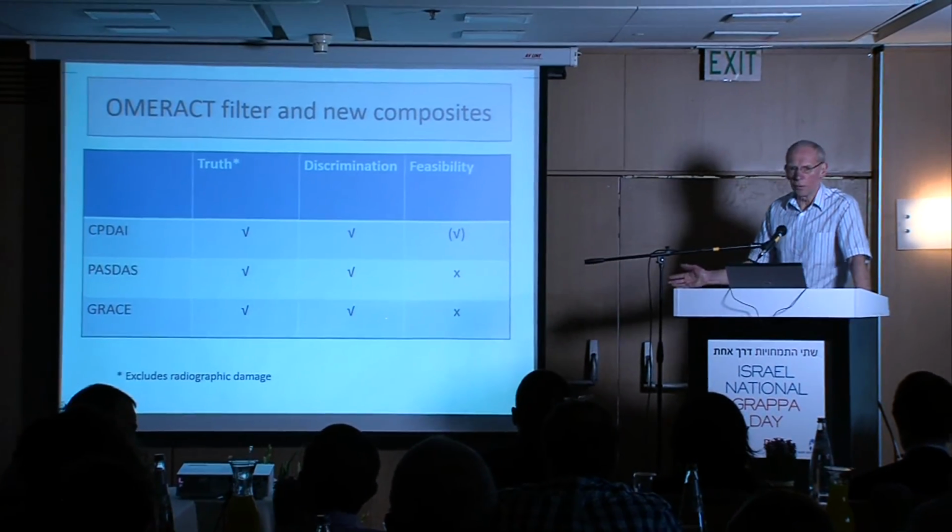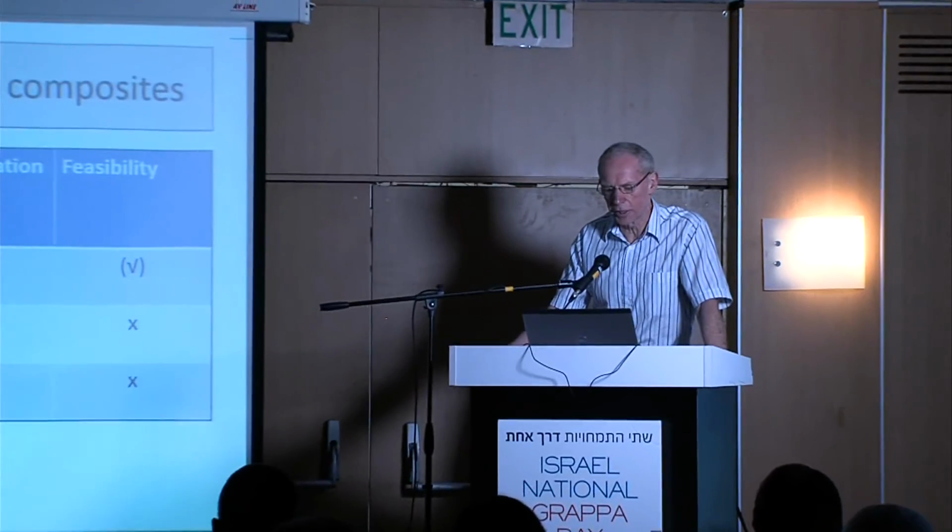So if we look at the OMERACT filter, which we talked about right at the start, together with these new composites, and look at truth and discrimination, then we've shown that for each of these new indices. The problem comes when we look at feasibility. As I said, it's possible to do the CPDI in clinic, but it's much harder to do it with the PASDAS and the GRACE. And the reason for this is in the next slide.